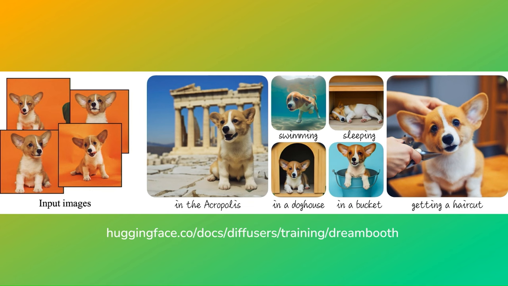Now, what is DreamBooth itself? DreamBooth allows you to fine-tune a model using very few examples. So what you see here on the left is just a couple of images of this corgi. And then afterwards, after you've trained it, you plug those LoRA weights into your solver, where you're then able to say, you know, this dog in the Acropolis, or in a doghouse, or in a bucket. And this model has now been fine-tuned so that it knows what this image of a dog looks like, and it can make it look different in a different context using that same concept that you trained it on.